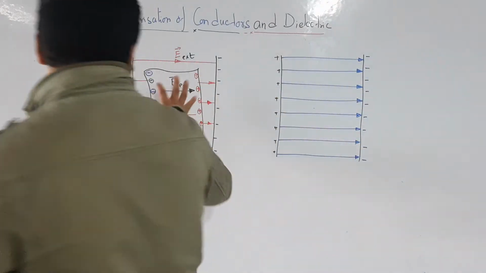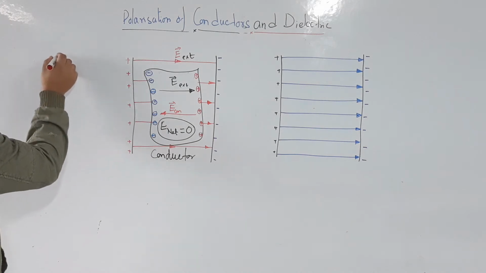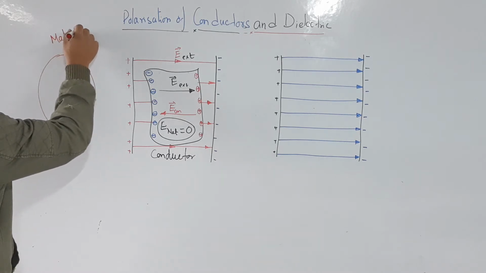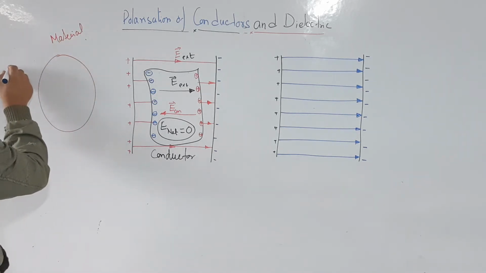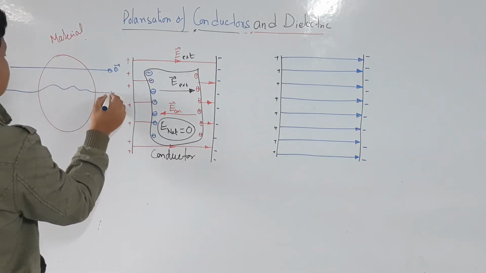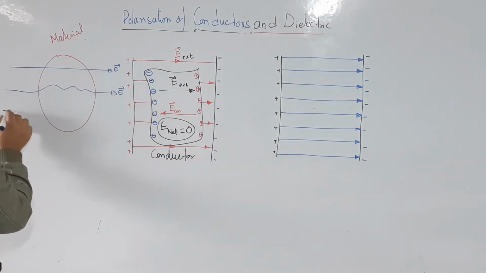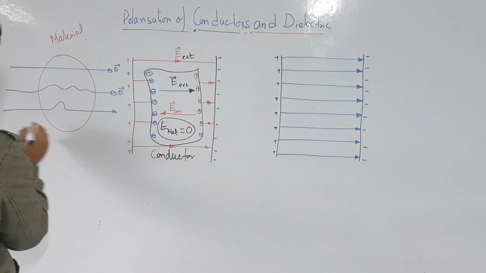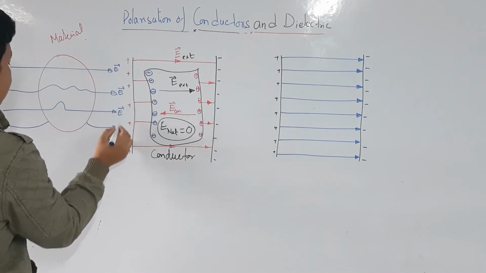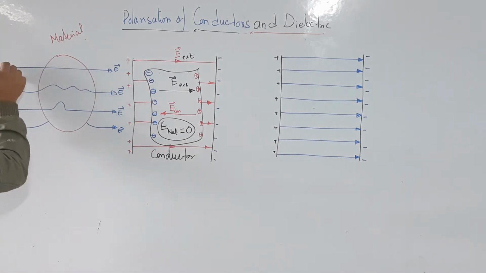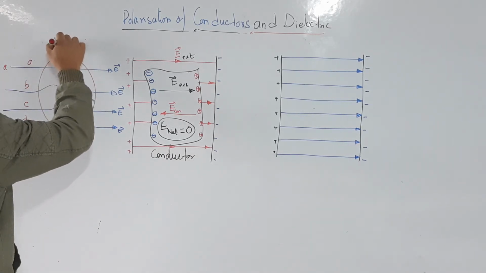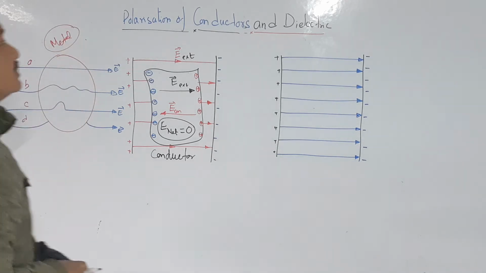Now from this there will be a question. Say this is my material, and these are my electric fields. One electric field, another electric field, one more electric field, and one electric field like this. This is all my electric field. So this is my A, B, C, D, and the material is, say, metal. What is metal? Metal is a conductor.